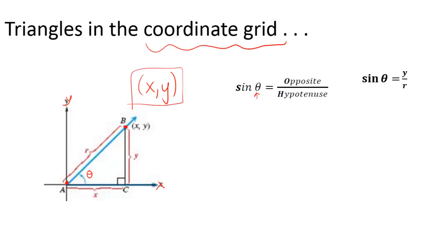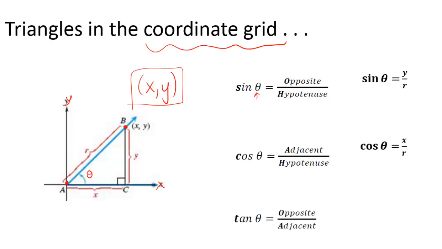So what are the other ones? Cosine is adjacent over hypotenuse, so therefore it is x over r, and tangent of the angle will be opposite over adjacent, which is y over x. And you can see that it's just coming from the definition of opposite being the y in this case, adjacent being the x, and radius being the hypotenuse.